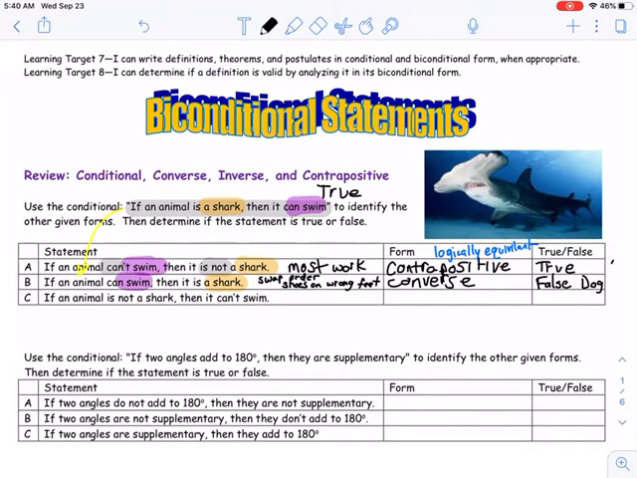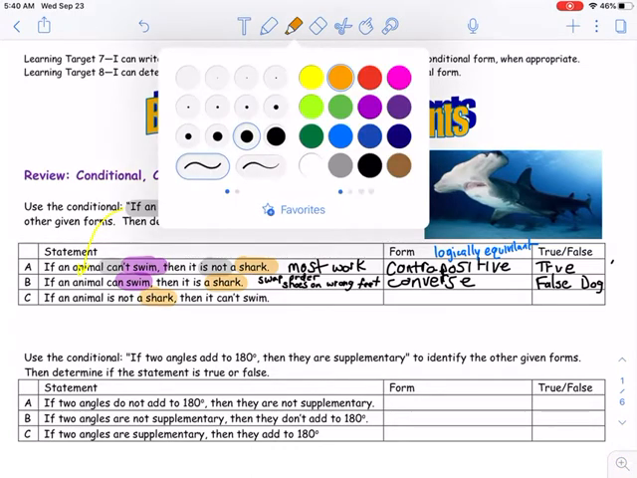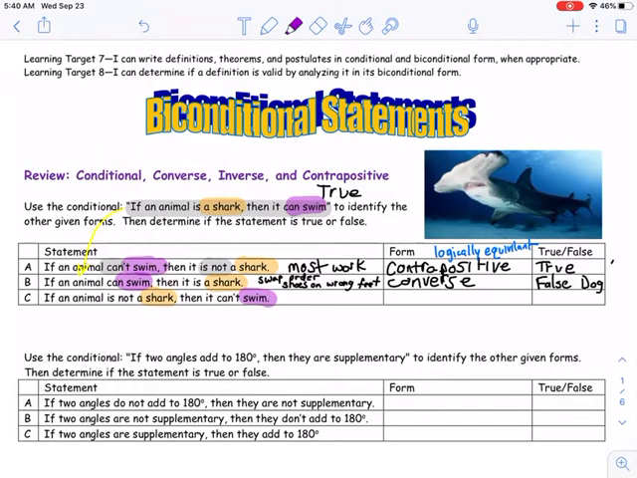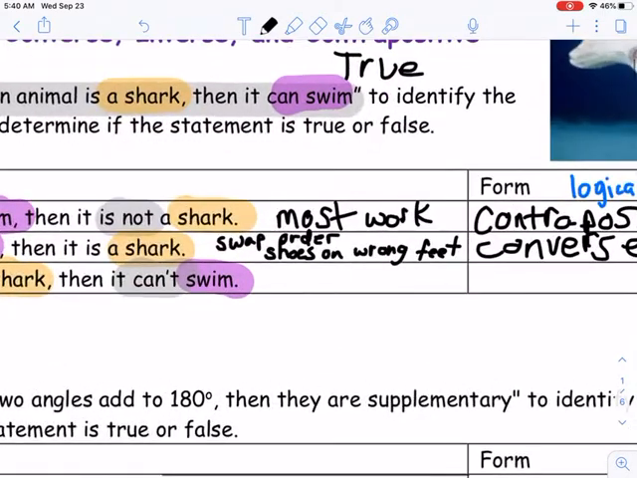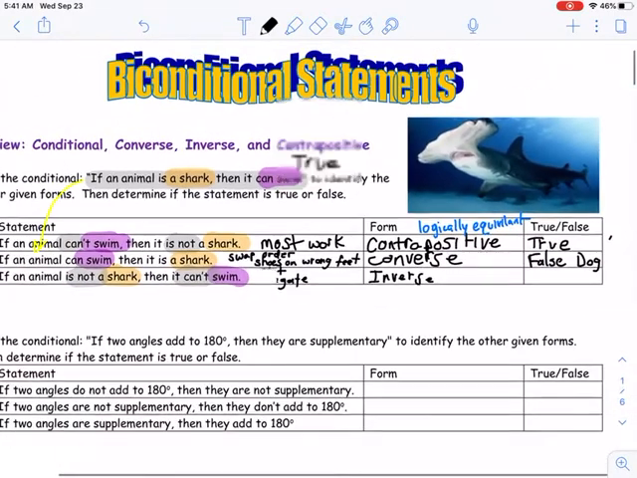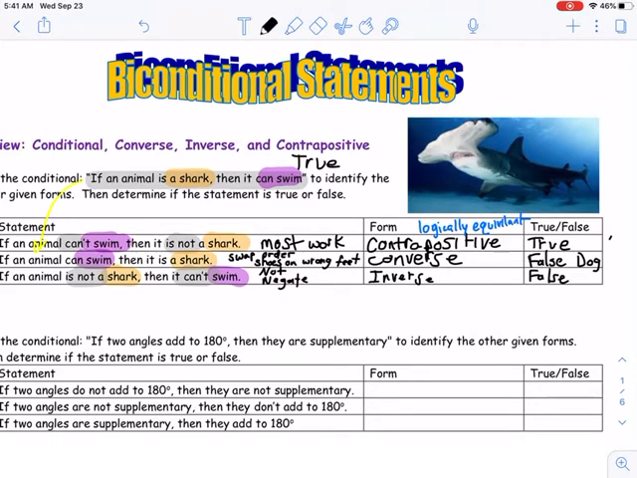So, let's look at this next one. Alright, if an animal is not a shark, so from the original, this one's in the same order, then it can't swim. But notice how it's negated. So we negated it. Inverse, negate. Inverse, not. Alright, so this is the inverse form. It's the same order, but negated. Whatever you want to think about, inverse, not, negate, they all sound like they start with the letter N. And this one also has to be false. Converse and inverse always have the same truth value.